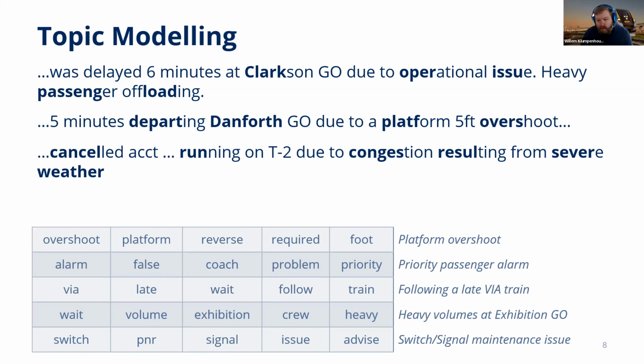So the top one: overshoot, platform, reverse, required, foot. We can see that that's a topic that's talking about a train that overshoots the platform and has to reverse. Usually they talk about how far they are, how many feet they're past. In the middle, we can see: via, late, wait, follow, train. This is a common thing that happens where a GO train might be stuck behind a late Via train coming in, for example, from Montreal, and is following that and has caused delay. So even without this classification system that was provided by Metrolinx, we are also able to determine some categories outside of that if we wanted to.